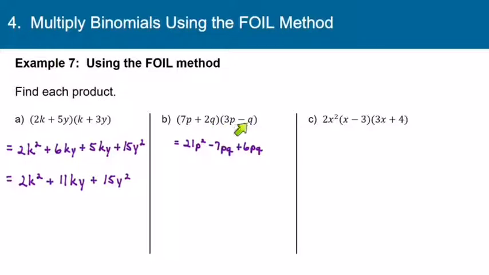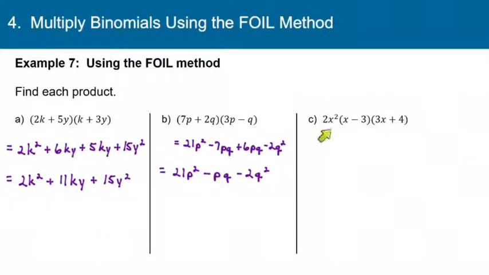And then last times last is going to be 2q times minus q, so that's going to be minus 2q squared. Always look at the terms and see if there are any like terms to combine. And we notice our two middle terms are like. So that's going to give us 21p squared. Negative 7pq plus 6pq is negative 1pq. So here I will just write minus pq, and then we have our minus 2q squared on the end.